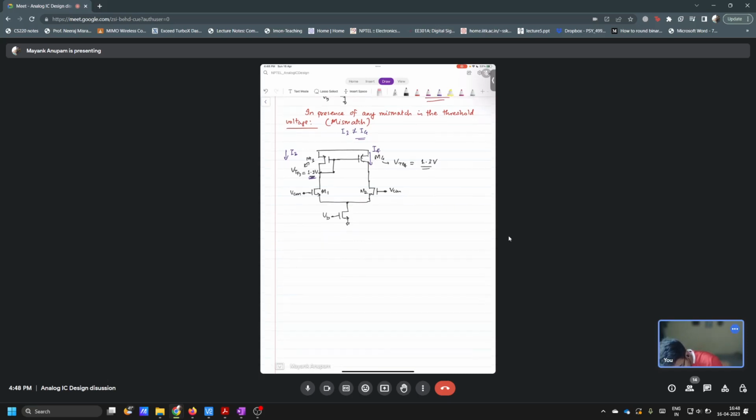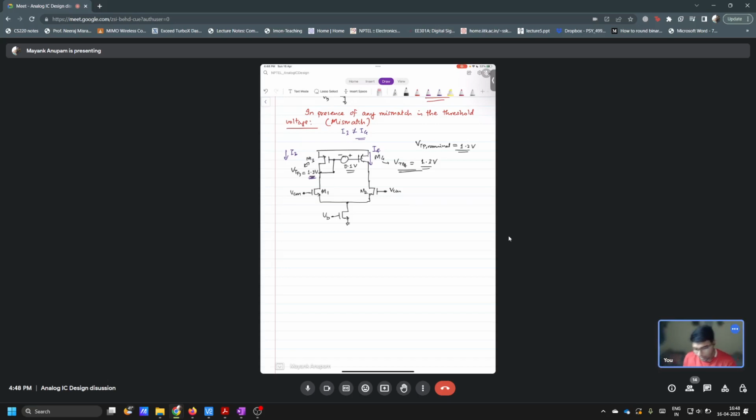You can model it by simply adding a voltage source. In which direction? Where should be plus and where should be minus? Right side should be plus. Correct. This should be M4 plus, this should be minus. And how much should be the voltage? Let's call this VTP nominal. Nominal should have been 1.2 volts only, but due to some mismatch, this guy is increasing. So what should be the voltage here? 0.1 volts, right? Correct?